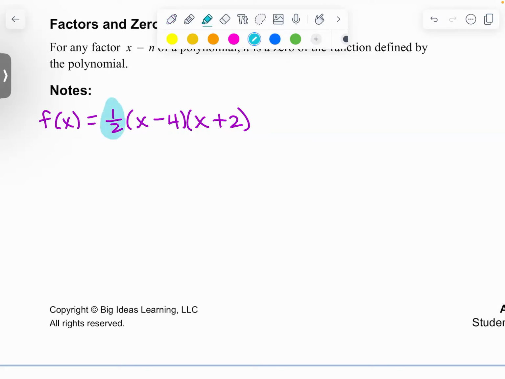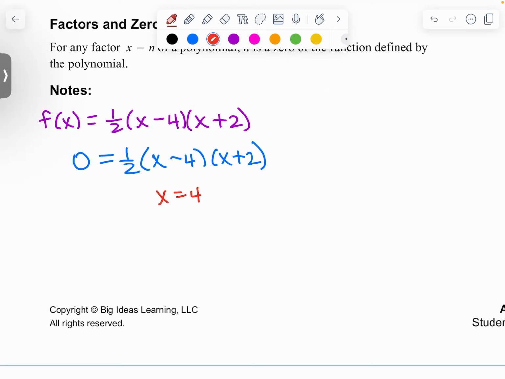Okay, what we're going to do is say, if we set this equal to 0, then we know that x equals 4 and x equals -2. Do you remember when we did that? Take each factor, set it equal to 0. So what this is telling us right here, these are our x-intercepts.